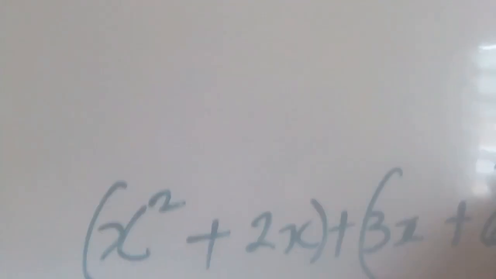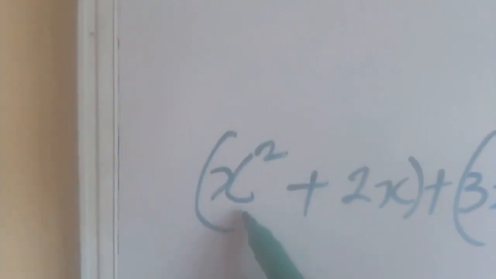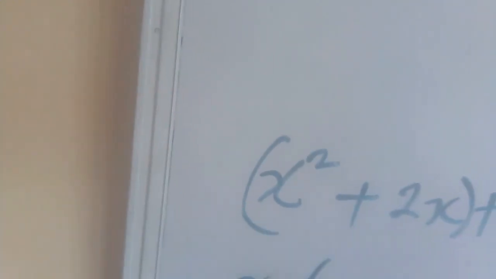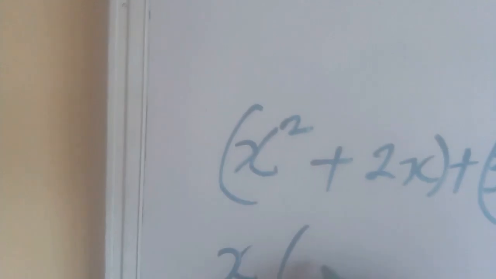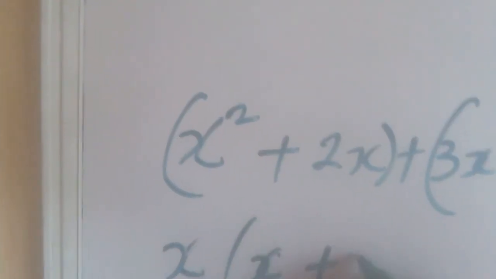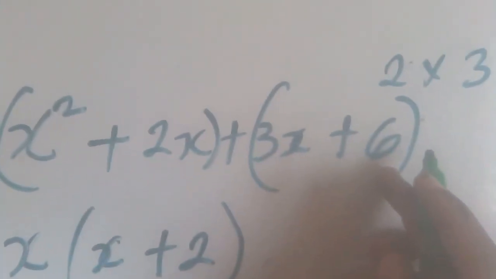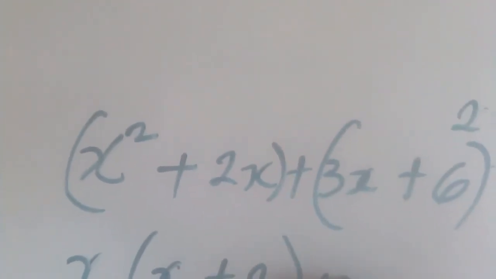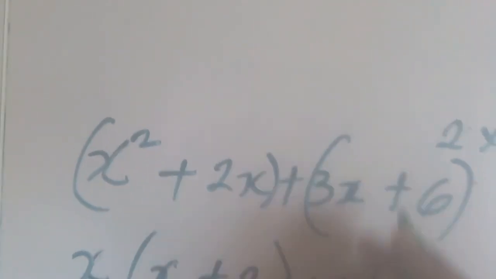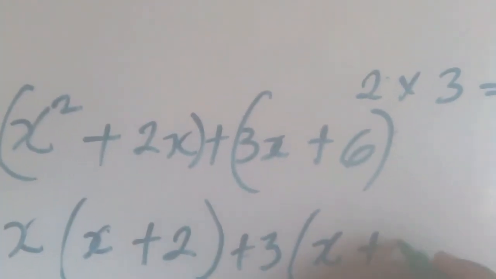We group this expression into pairs. Then we look at the common factor of x squared and 2x. The common factor is x. Now if you use this x to divide x squared, we're left with x. And if you use x to divide 2x, you'll be left with 2. Now the common factor of 3x and 6 is 3, so we bring out 3. If you use 3 to divide 3x, you are left with x. And if you use 3 to divide 6, you are left with 2.